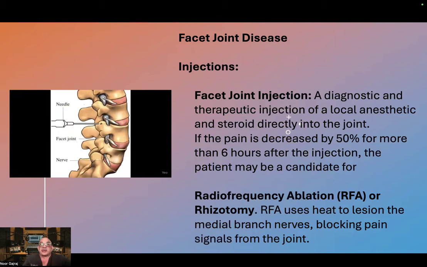Injections: facet joint injections, a diagnostic and therapeutic injection of a local anesthetic and steroid directly into the joint. If the pain is decreased by 50% or more for 6 hours after the injection, the patient may be a candidate for radiofrequency ablation or rhizotomy. This uses heat to lesion the medial branch nerves, blocking pain signals from the joint.